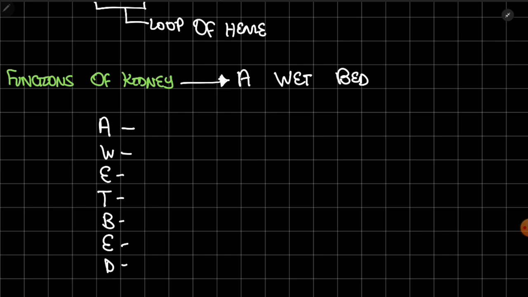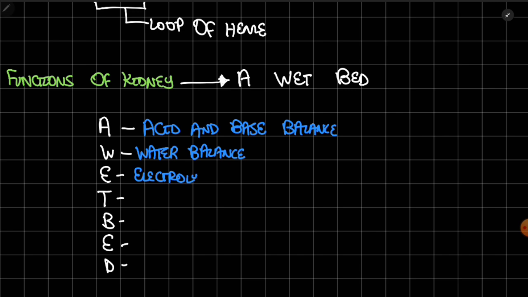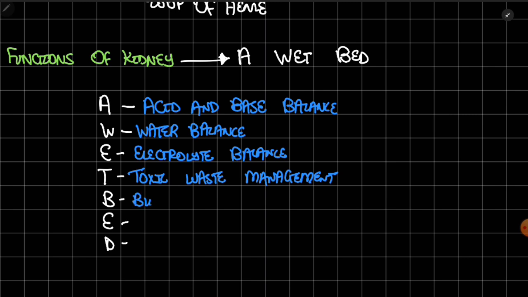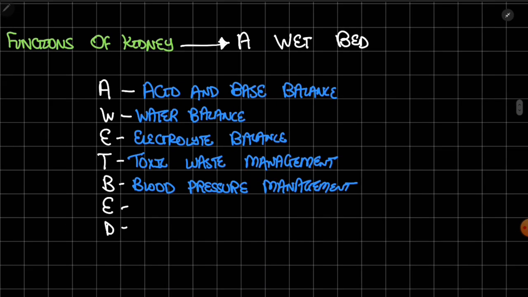So what does A stand for? Basically the first and foremost function is acid and base balance. We will see the acid and base balance in greater detail further. Then W stands for water balance. E stands for electrolyte balance. Then T stands for toxic waste management. Then B stands for blood pressure regulation. Sorry, there is just one B in this mnemonic. Blood pressure management. We have two E's, so the other E stands for erythropoiesis.